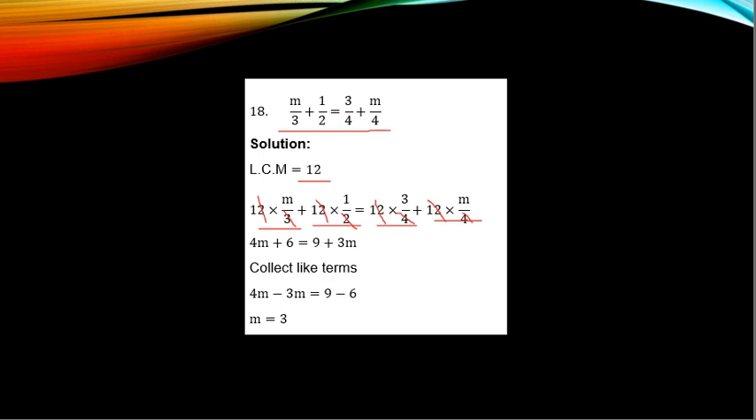3 times m is 3m. So this is the result after clearing the fractions. You collect like terms: plus 3m becomes minus 3m, and plus 6 becomes minus 6. By the time you subtract, you have m equal to 3. Since the coefficient of m is already 1, you don't need to divide both sides by 1 or any other number. So m is equal to 3. Okay.